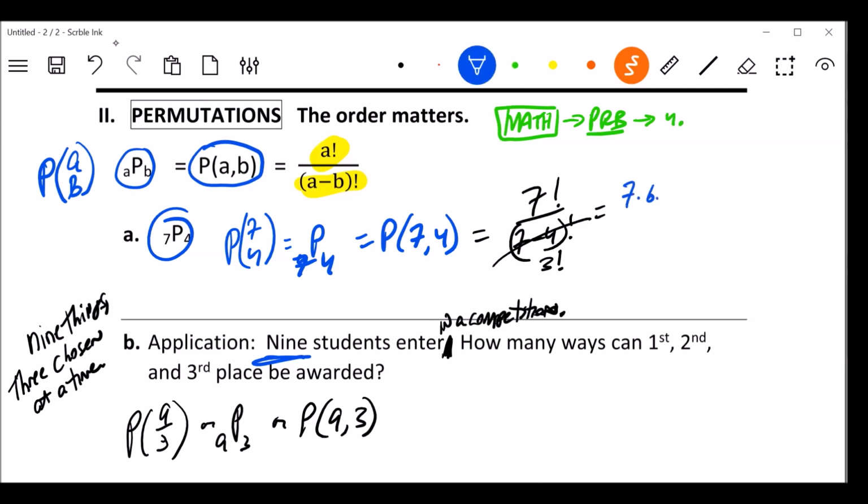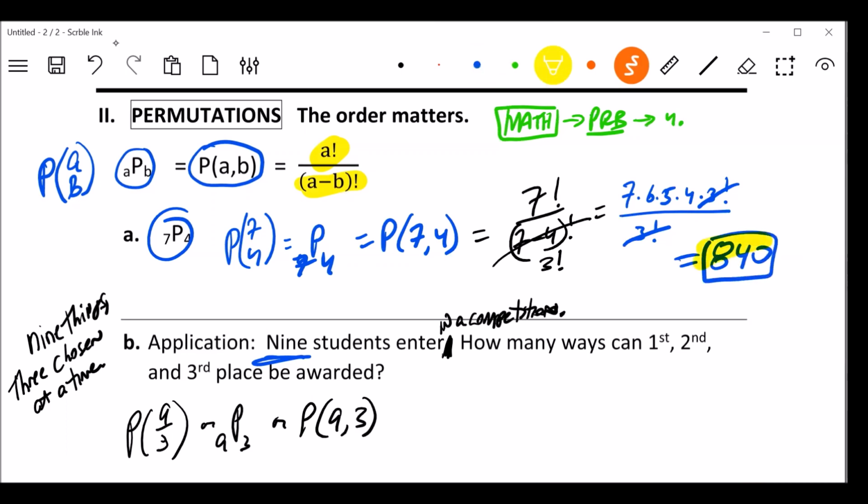7 times 6 times 5 times 4 times 3 factorial, and 7 minus 4 is 3, so it's 3 factorial. Now 3 factorial would be 3, 2, and 1, but right now I can just cross out the 3 factorial because they're the same. And when you multiply 7 times 6 times 5 times 4, that's equal to 840. So 7 things taken 4 at a time, and the order matters, then there are 840 possibilities.